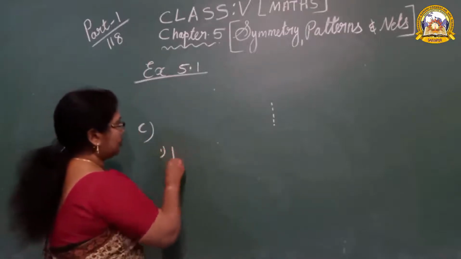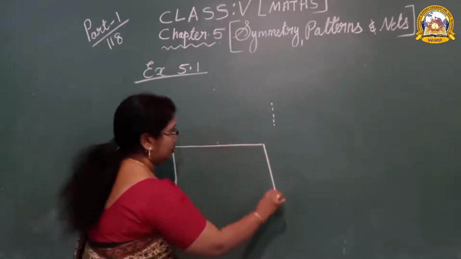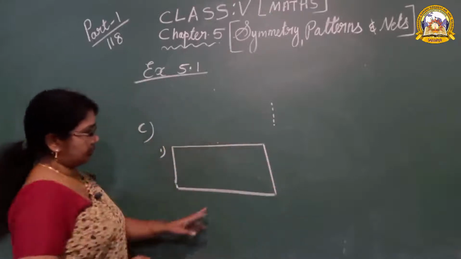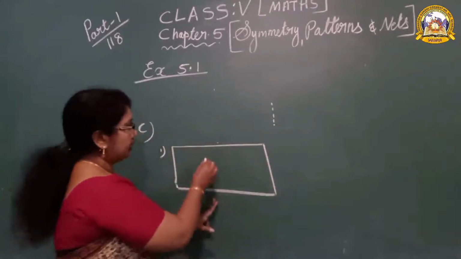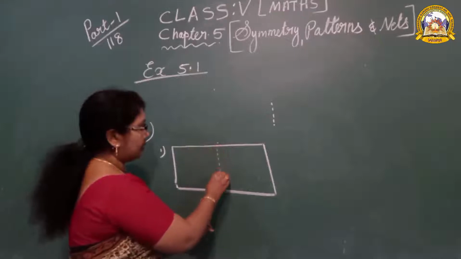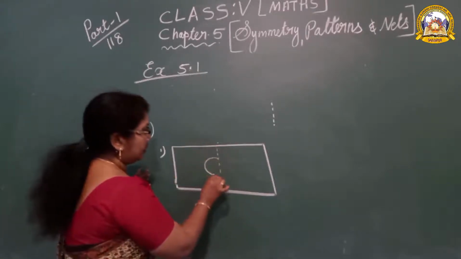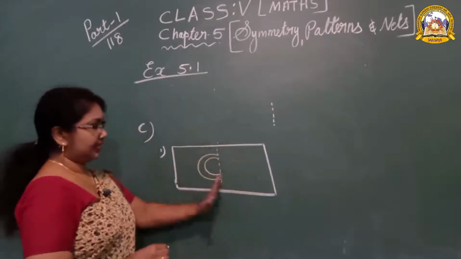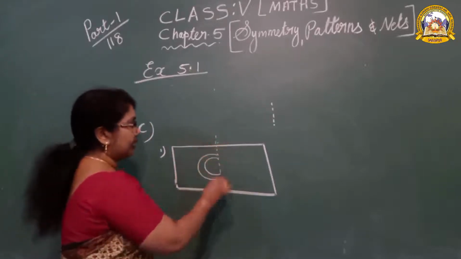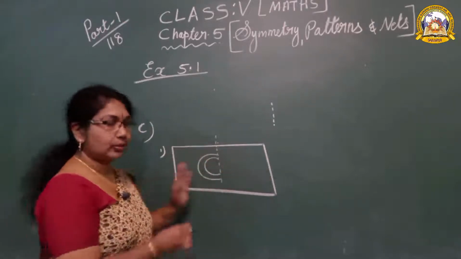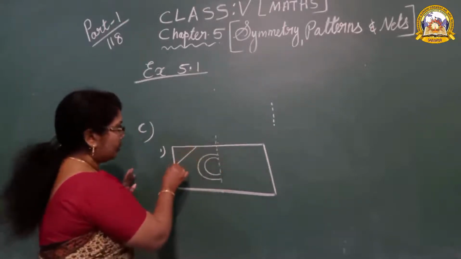Question number C, first one. Here one rectangle shape is drawn, and here it is written half part. What is written, students? Half part. Like that it is written there, half part. That means this is the symmetric line. So here you have to draw the half part. Then like that it is drawn here.